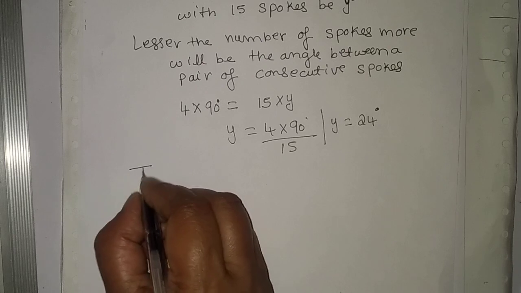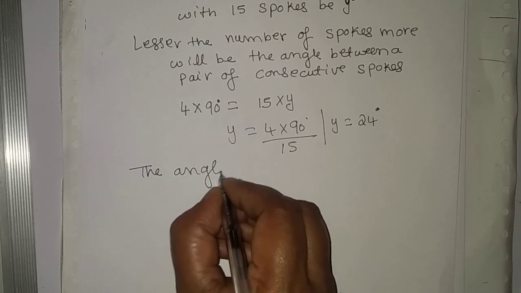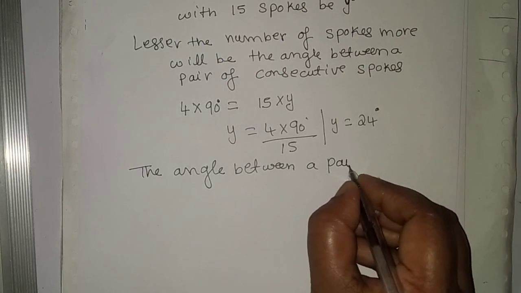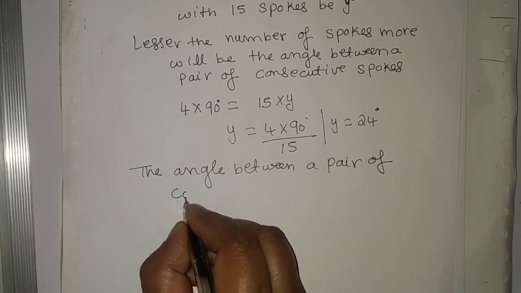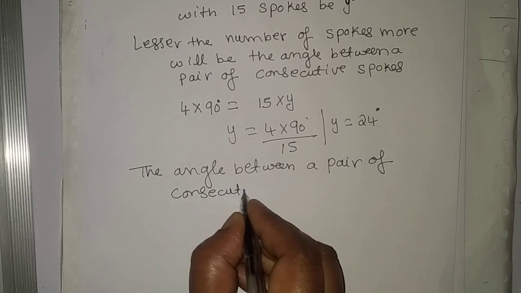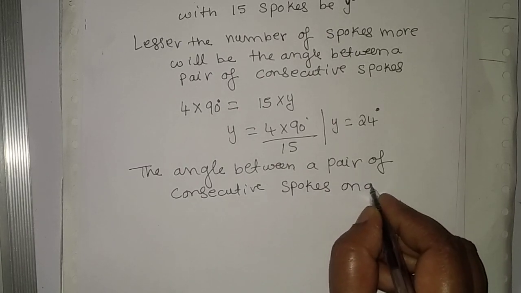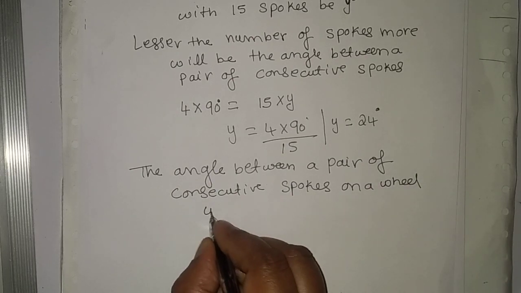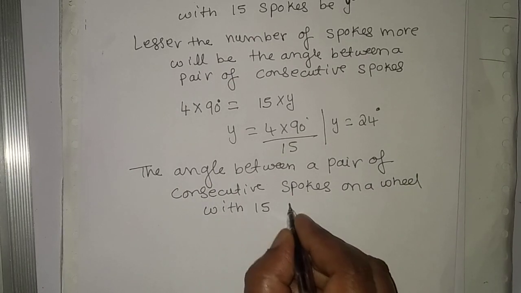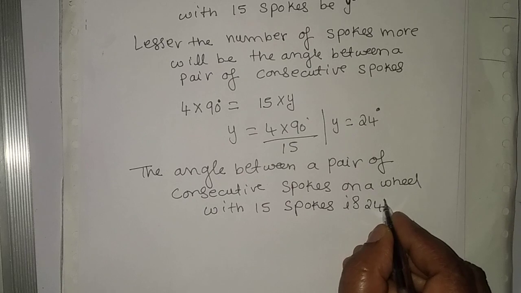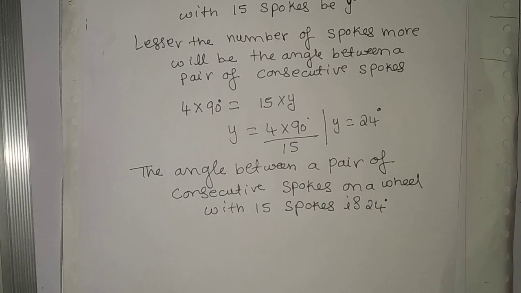So hence we will write: the angle between a pair of consecutive spokes on a wheel with 15 spokes is 24 degrees. So the second main question we solved, that is the 24 degrees we got. Now the third part.